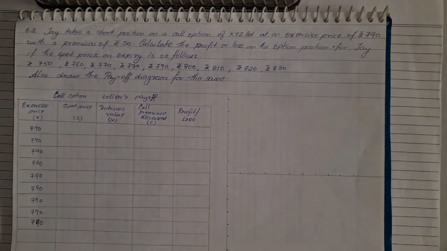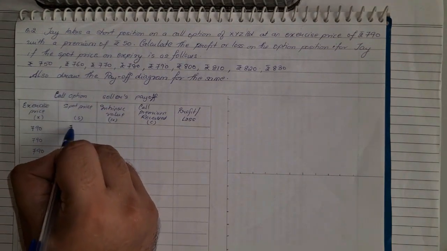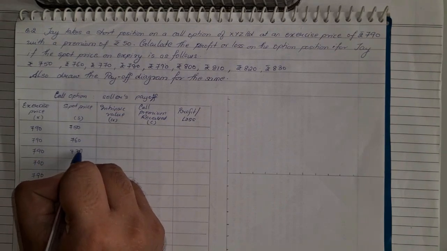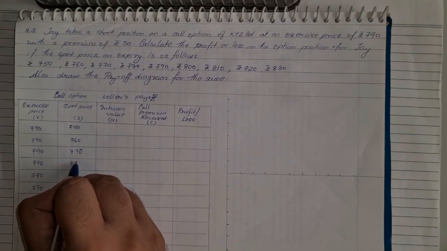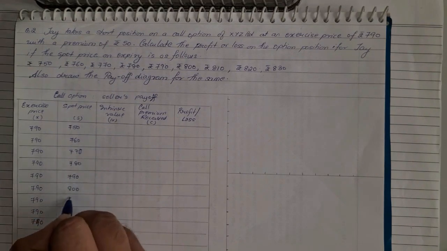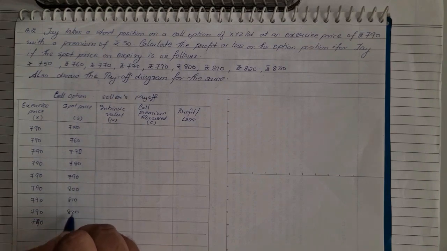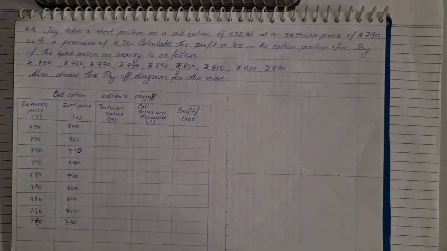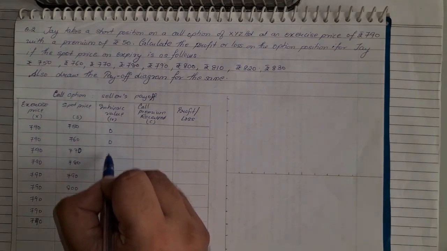Now the spot prices which are given to us range from 750, 760, 770, 780, 790, 800, 810, 820, and 830. Now, in order to get the intrinsic value, as we discussed earlier, under call option, the point where exercise price and spot price are equal, the intrinsic value will remain zero.